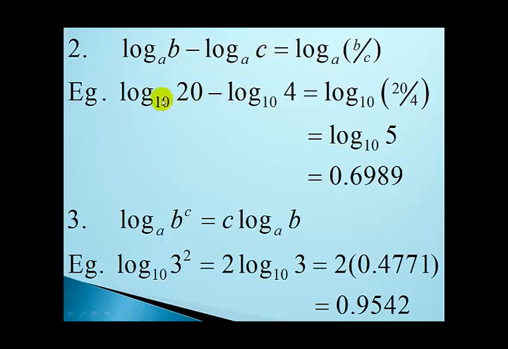Now let's take a look at this example. Log 20 to the base 10 minus log 4 to the base 10 is equal to log 20 divided by 4 to the base 10. We are dividing the numbers 20 and 4. That is, we are dividing 20 by 4 because the logs are of the same base and the base is 10 and they are subtracting, and that's why we are dividing. So when we keep one of the bases constant, log 10, then we divide the numbers, that is 20 by 4. And when we divide 20 by 4, the result is 5. So this is equal to log 5 to the base 10. And log 5 to the base 10 equals 0.6989.